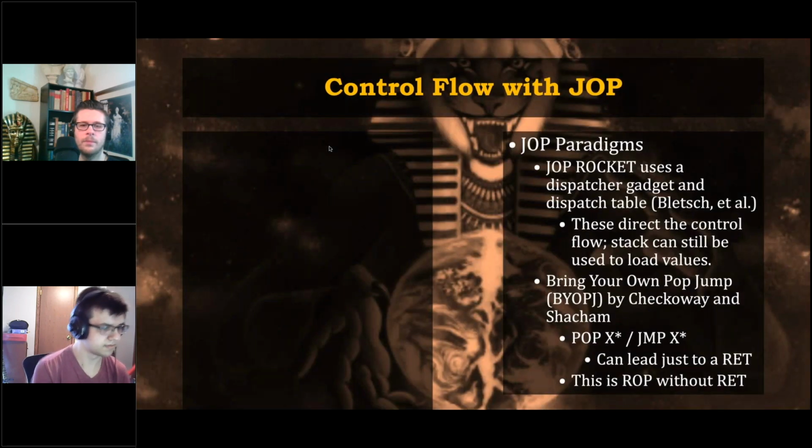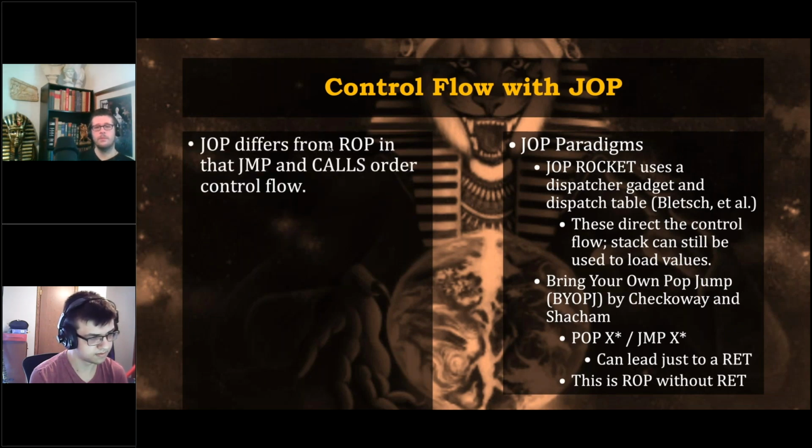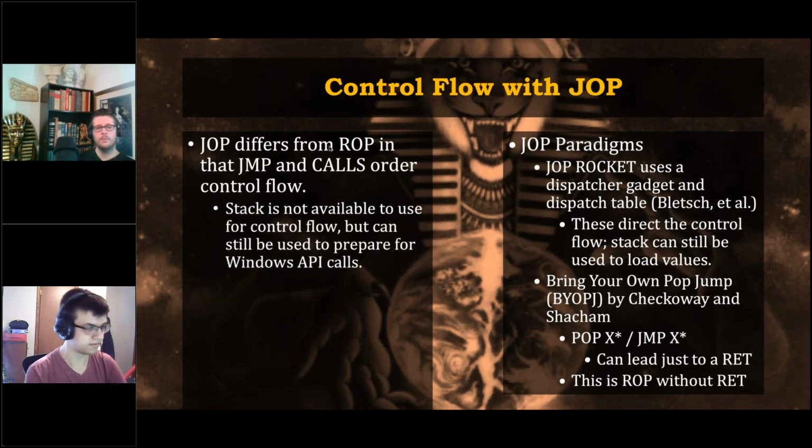As I said, there are some pretty key differences between JOP and ROP. One of the major differences with JOP is that we're using jumps and calls to order the control flow. We are not able to use the stack to control the flow. That doesn't mean that the stack doesn't still play a role here. We can still use the stack to prepare for function calls, but in terms of the flow of the JOP gadgets or the JOP chains, we're just not able to use it.